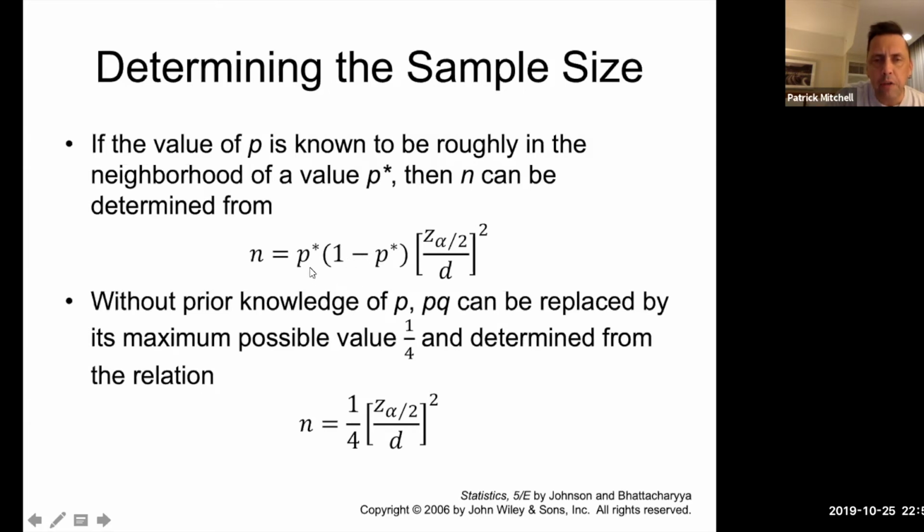So if you have no idea what P is, then you can replace P star times 1 minus P star with 1/4. Remember, this is sort of a worst case scenario, so you're looking for the minimum sample size needed to guarantee that you get this desired margin of error. It may turn out that you didn't really need a sample this large, but this will definitely work. So we have an example of using that.